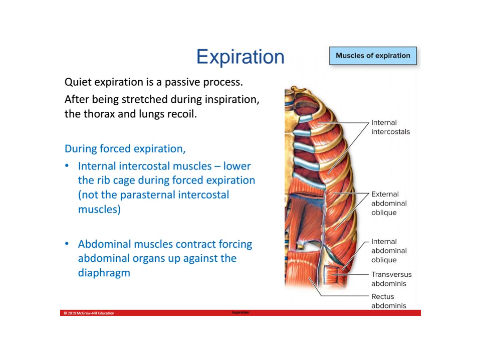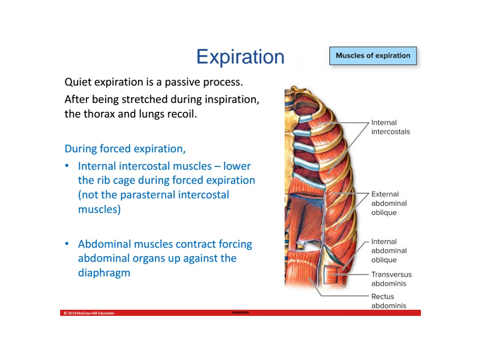However, when we're exercising, we have forced expiration. There are certain muscles that become active, such as the internal intercostal muscles, which are shown here. When these contract, they lower the rib cage. Note that these are different than the parasternal intercostal muscles.